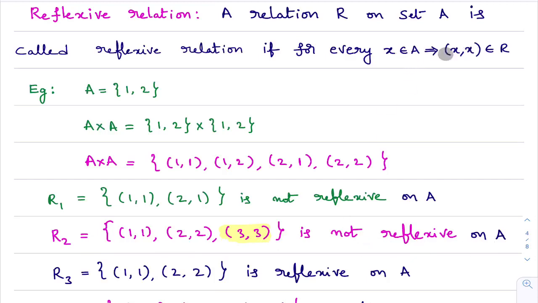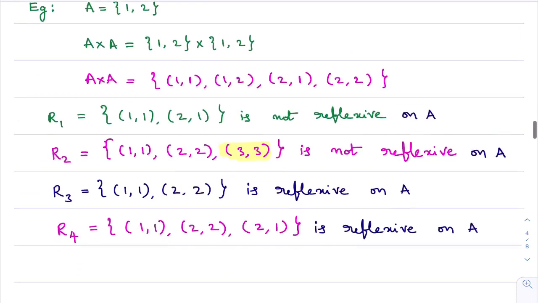Of course, this condition is satisfied here. You take 1 comma 1, it is there in this relation. You take 2 comma 2, it is there in this relation. But first of all, this is not a relation on set A. What is the question of discussing reflexive relation on set A? I hope you got the point, right? Now we will move to the next example.